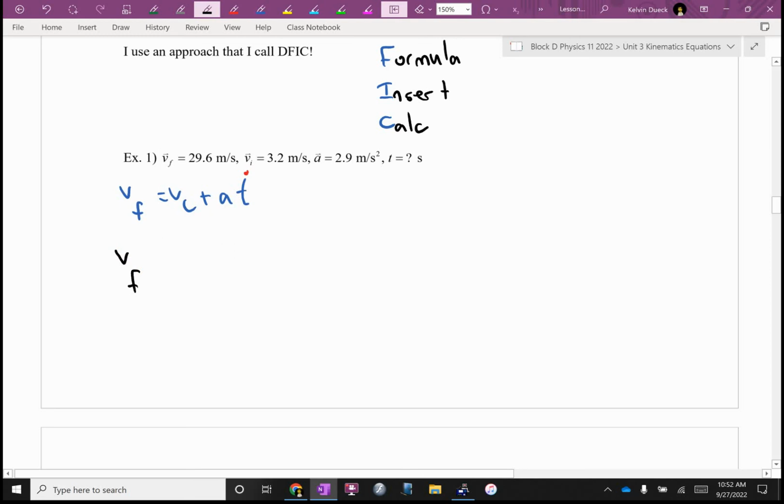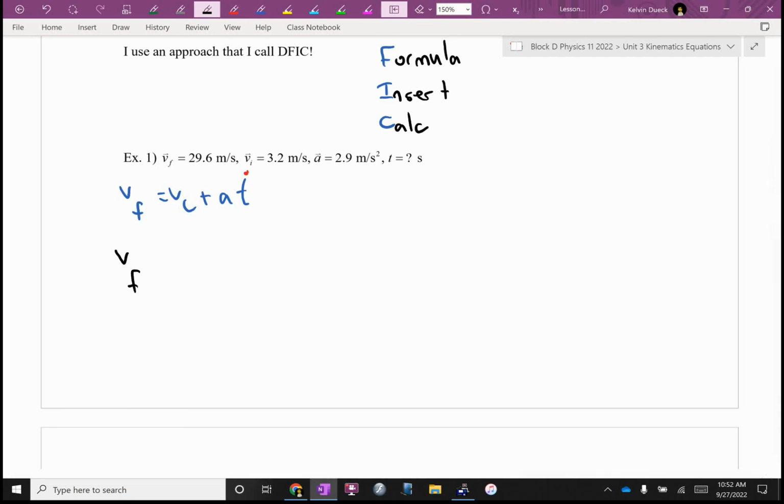What's right next to the T? What's the A doing to the T? How will I move it over? Remember that. What else is on the same side as the T? What's the VI doing to the T? How will I move it over?